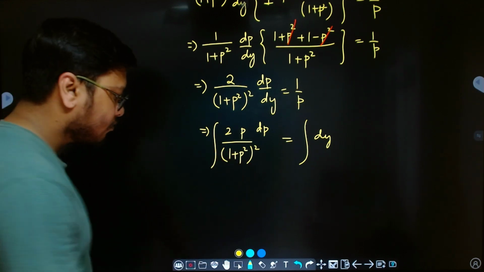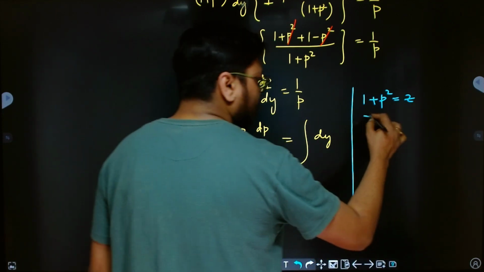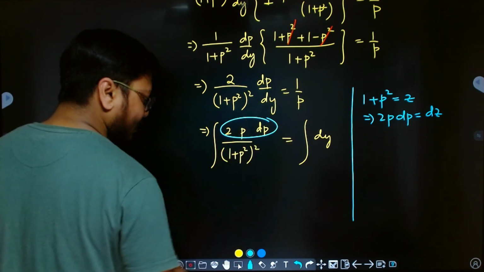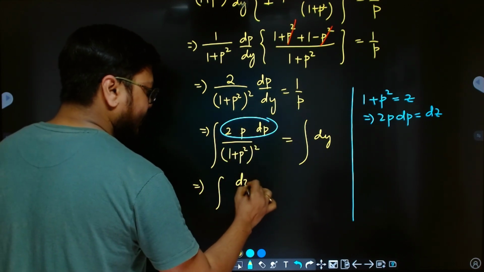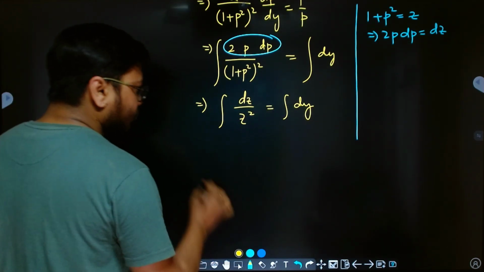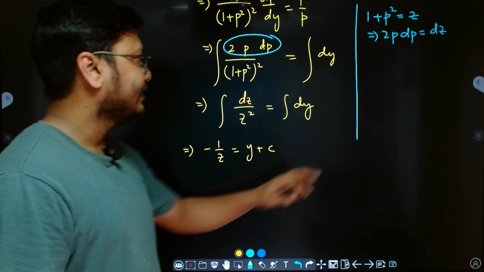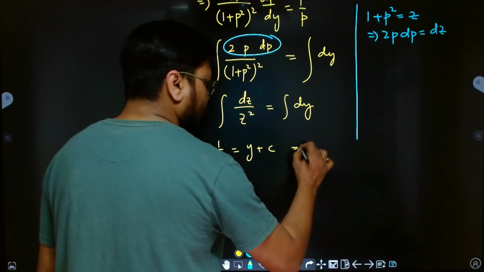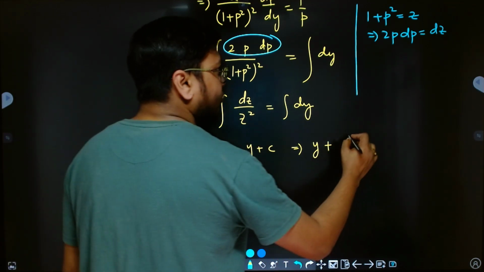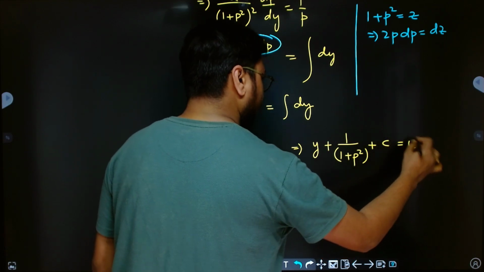I need to do some substitution over here. What I can do is substitute 1 plus p square as z, so that means 2p dp would be dz. If I do that, 2p dp will become dz, so that means integration of dz upon z square equals integration of dy. So this would be minus 1 upon z equals y plus constant. Now z means 1 plus p square, so taking this term on the right side, I will have y plus 1 by 1 plus p square plus c equals 0.